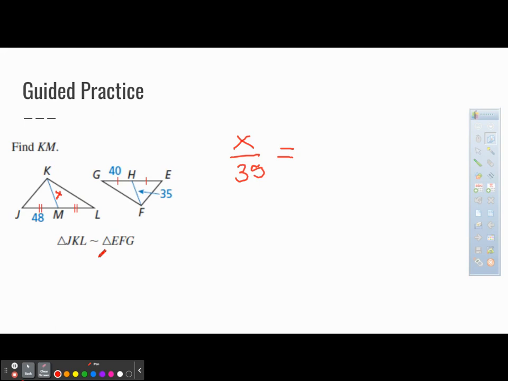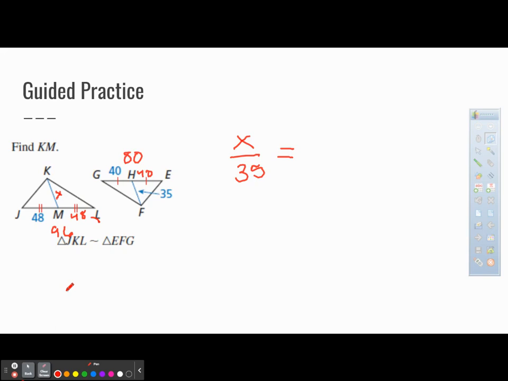Okay. But I want to do it with the whole side. So if this part is 48, this part's 48, so the whole side is 96. And if this part's 40, that part's 40, so the whole side's 80.